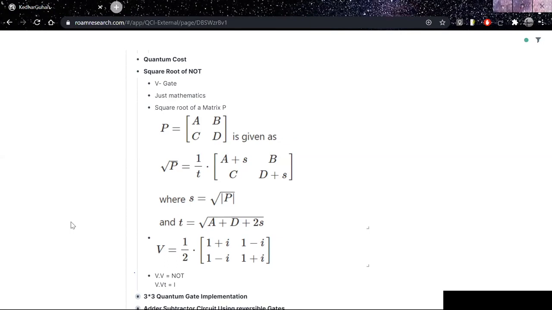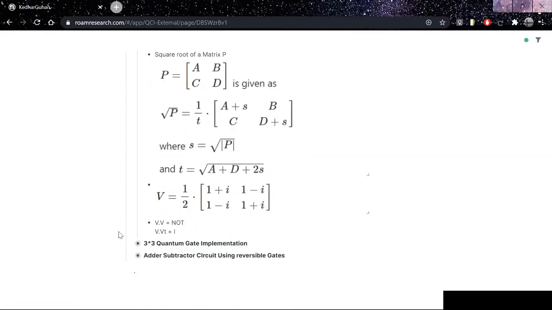So you can have two V gates with different control bits. Depending on the control bits, it will either be a NOT gate or it will be an identity gate, that is, basically not touching it at all. We'll see that in an implementation.